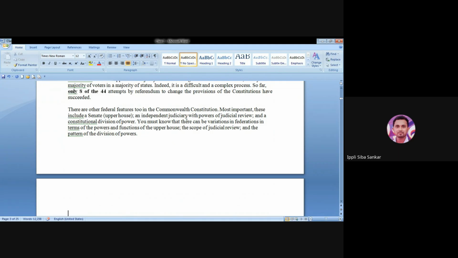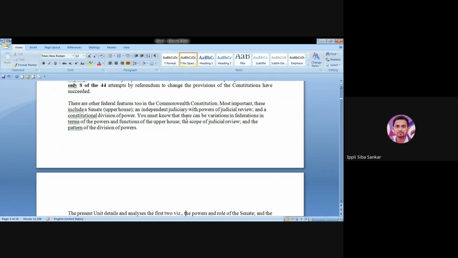There are other federal features too in the Commonwealth constitution. Most important, these include a Senate, an upper house, and an independent judiciary with power of judicial review, and a constitutional division of power. You must know that there can be variations in federations in terms of the power and function of the upper house, the scope of judicial review, and the pattern of division of power. The constitution is based on judicial review. I hope you know this. It's judicial review, division of power, decentralization of power.